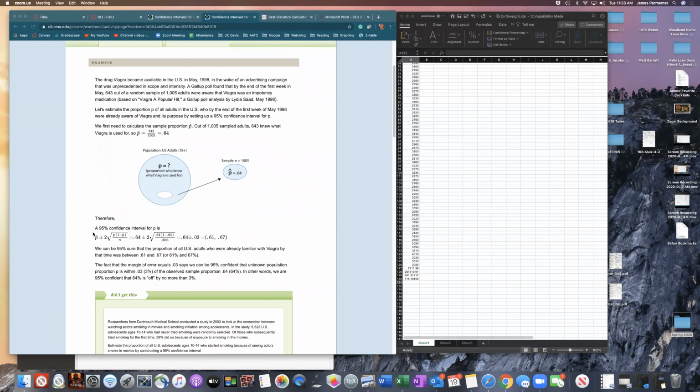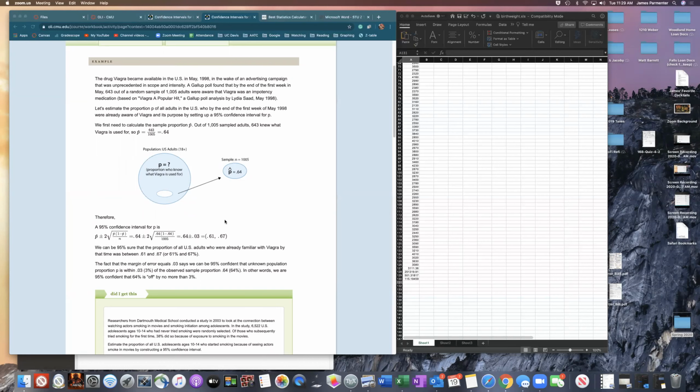So a 95% confidence interval for P is P hat plus or minus, now I don't know where this 2 is coming from. Well, let's continue on. We get P hat plus or minus 2 times this here, which is just our sample standard deviation. Why are they using 2 and not 1.96? That's a good question.